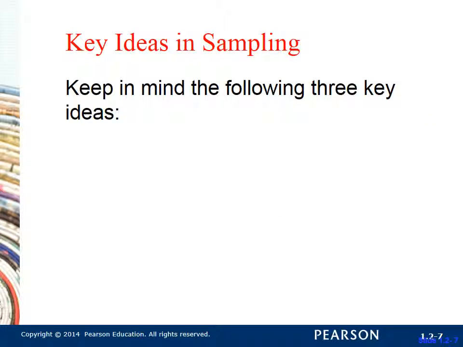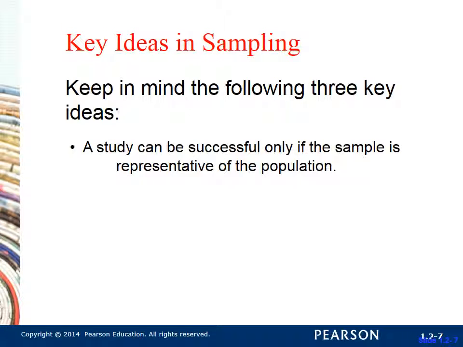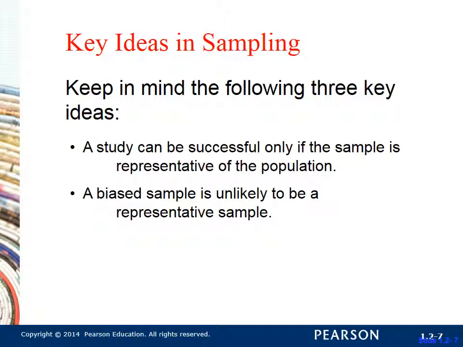All right, so key ideas in sampling. Here are the main ideas. A study can be successful only if the sample is representative of the population. The one about taking the height of the basketball players was a bad sample because it doesn't represent the whole population, just a small subset. A biased sample is unlikely to be a representative sample. There may be some way that a question was worded, or somebody has a stake or a financial interest in swaying the outcome, so it's unlikely to be representative.